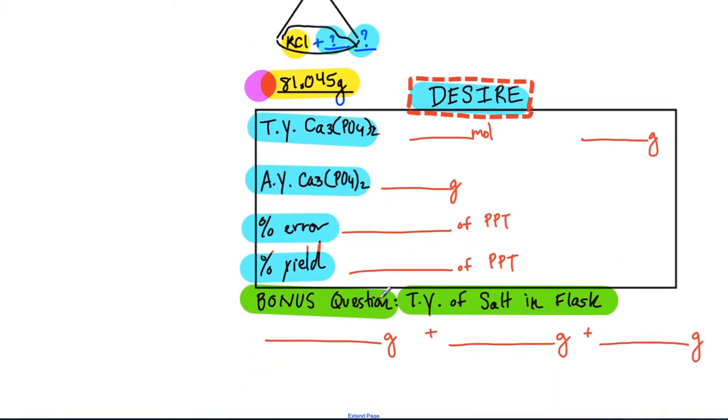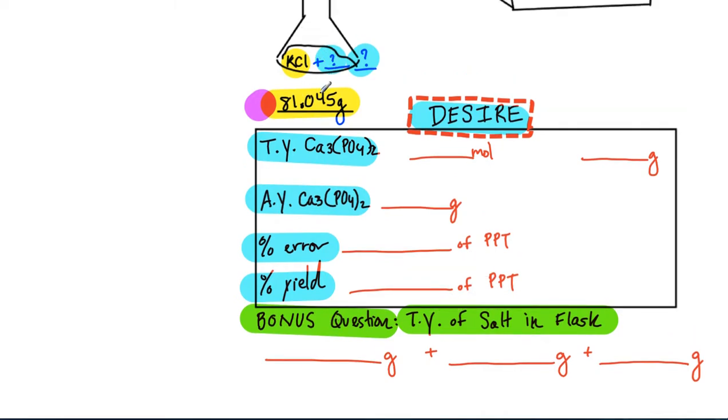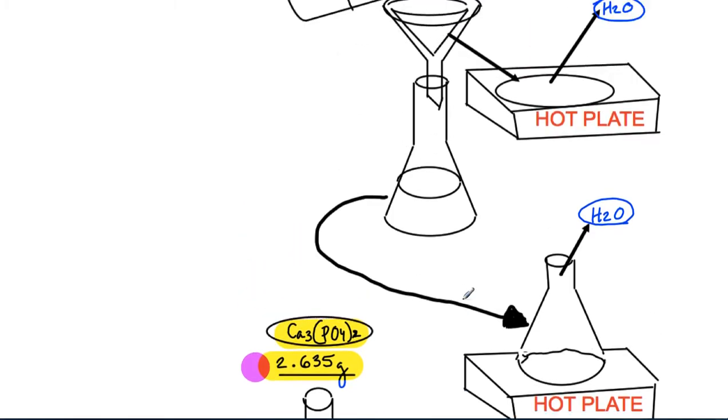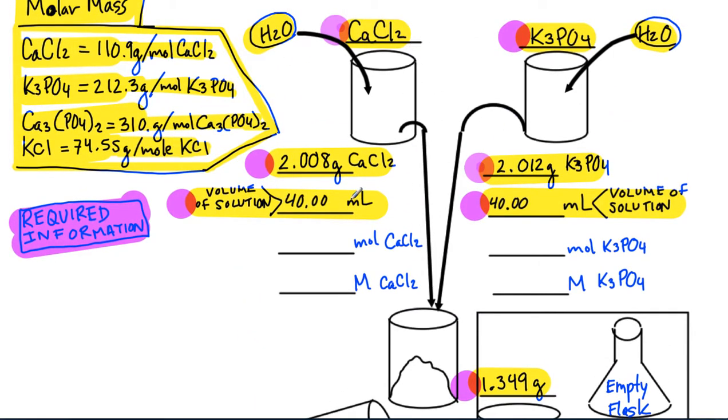Now there's a bonus question. The bonus question is in green. See if you could figure out the theoretical yield of salt that's in this flask. What salts are they? And how many grams of each salt there should be. So pause the video now and try to solve for everything here using everything here.